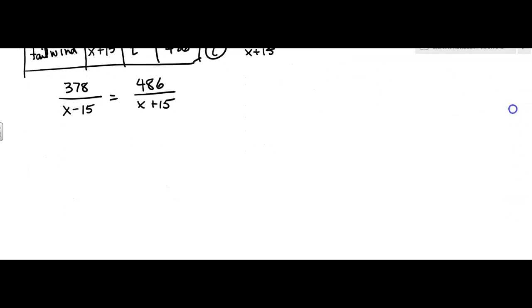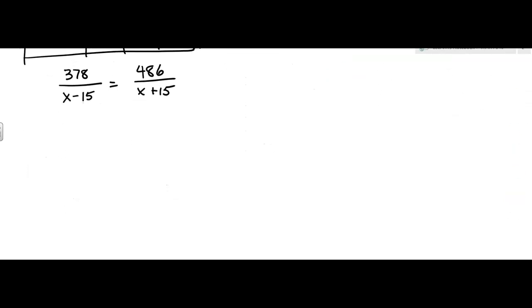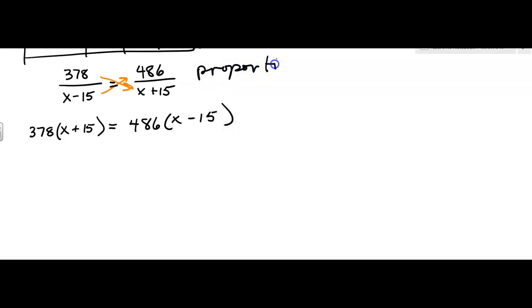That's the equation. Now you can multiply both sides by the LCD, or as we talked about in another video, you could cross multiply. And so when you do that, you're going to get 378 times x plus 15 equals 486 times x minus 15. This is a proportion up here. Proportions are special equations where you just have a numerator over a denominator equals a numerator over a denominator. And then you can cross multiply.